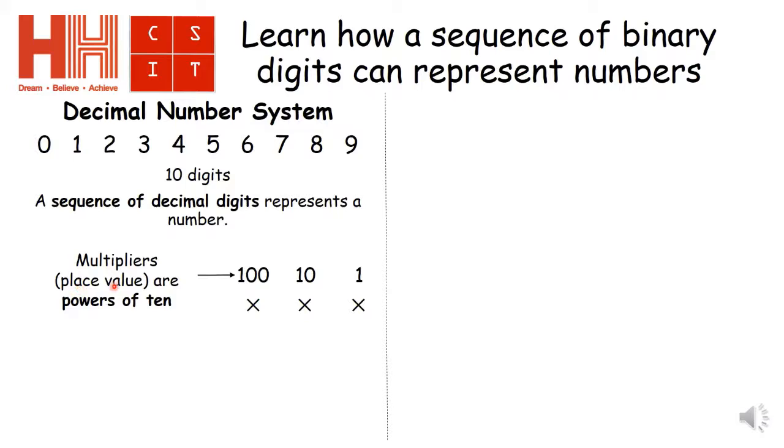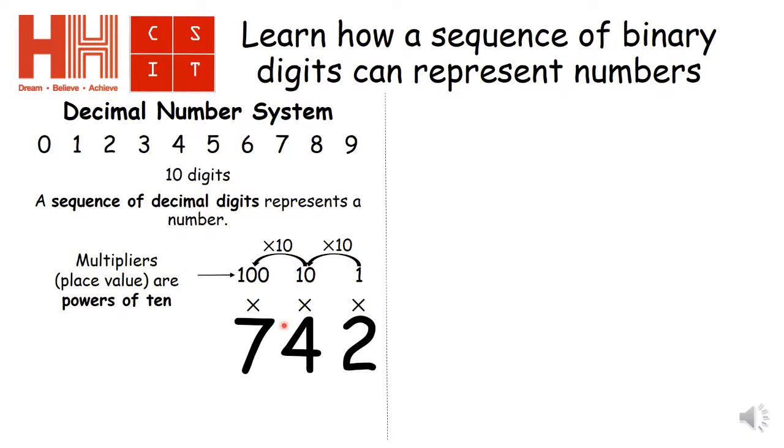We have our columns, which are our place value or multipliers. And each of these are powers of 10. So we start with 10 to the power of 0, 10 to the power of 1, and 10 to the power of 2. Now each column, to get from one to the next, we multiply by 10. Now notice the relationship between the 10 and the fact we have 10 digits. And these are also powers of 10. Hence why it's the decimal number system.